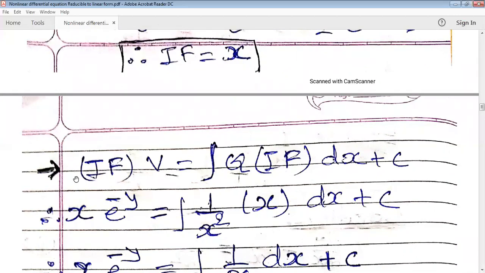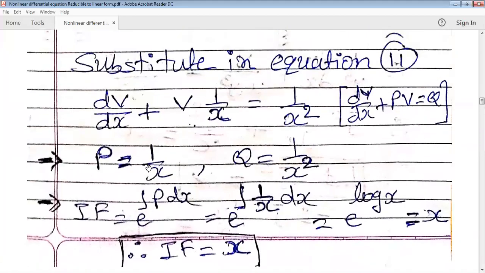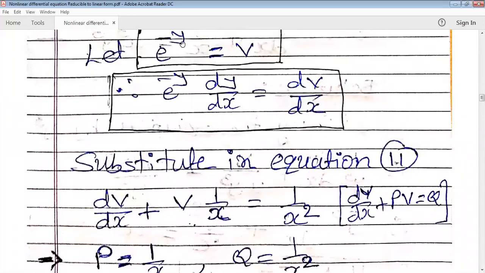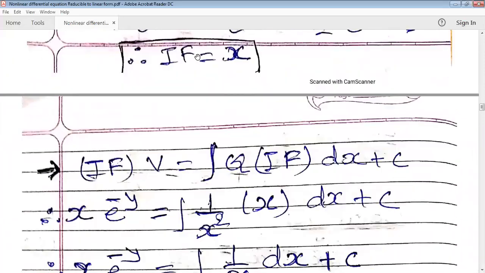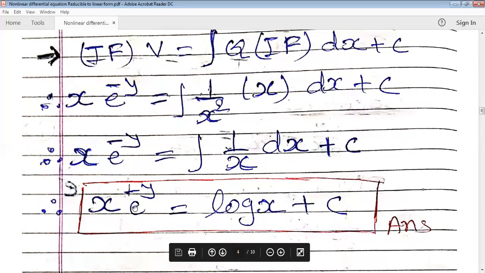So here the value of our integrating factor is x. What is our value of v? v is e raised to minus y. So in place of v, we put e raised to minus y. Our q is 1 upon x square, integrating factor is x, dx plus c. By simplifying, integration of 1 upon x is log x, and x e raised to minus y is equal to log x plus c. This is our final answer.